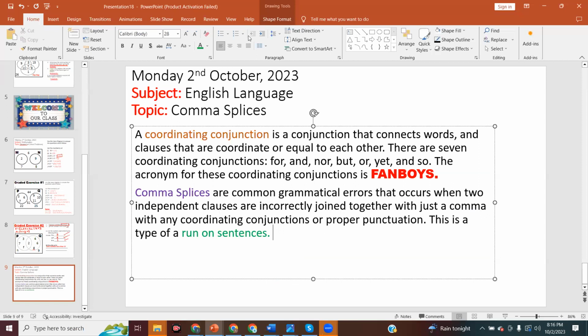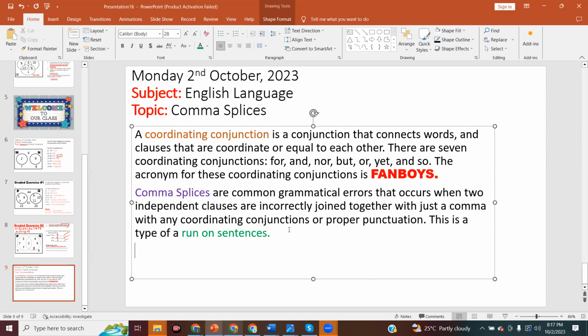Make sense? Okay, so based on what I have on the screen, how are comma splices formed? When what? It's a grammatical error. When two independent clauses are what? Incorrectly joined together with just a comma.